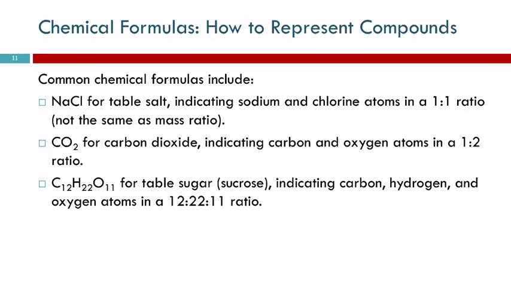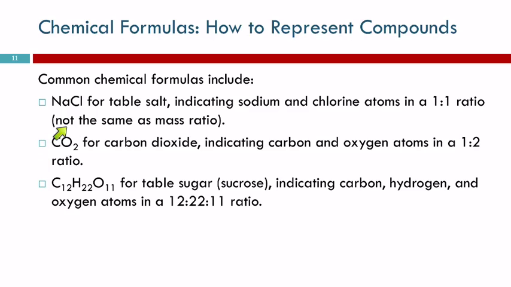Here are some common formulas. NaCl. So that's table salt, sodium chloride. There is 1 sodium atom for every 1 chlorine atom. So that's a 1-to-1 ratio by numbers of atoms. That's not the same as the mass ratio.